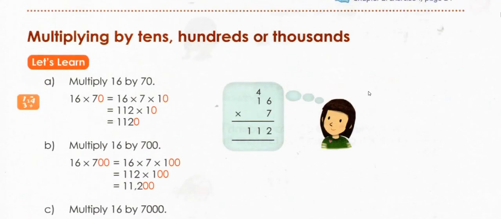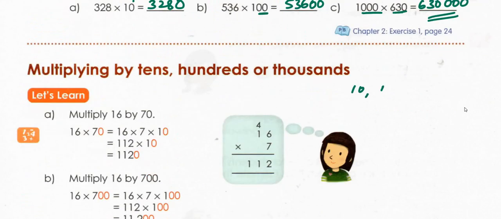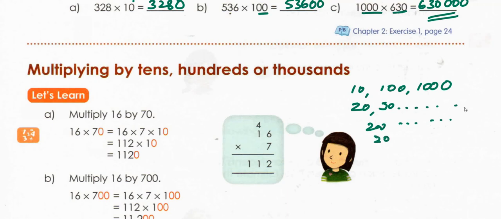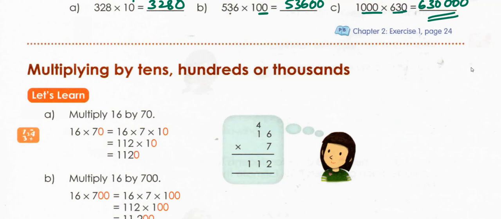Now another case: suppose instead of 10, 100, 1000, you have any other round values like 20, 30, 40, 50, 60, or say 200, 300, 400, or say 2000, 3000, 4000, how are you going to do that? We are going to study that here, multiplying by tens, hundreds, or thousands. Example, you have 16 by 70. That is, 16 you are going to multiply by 70.